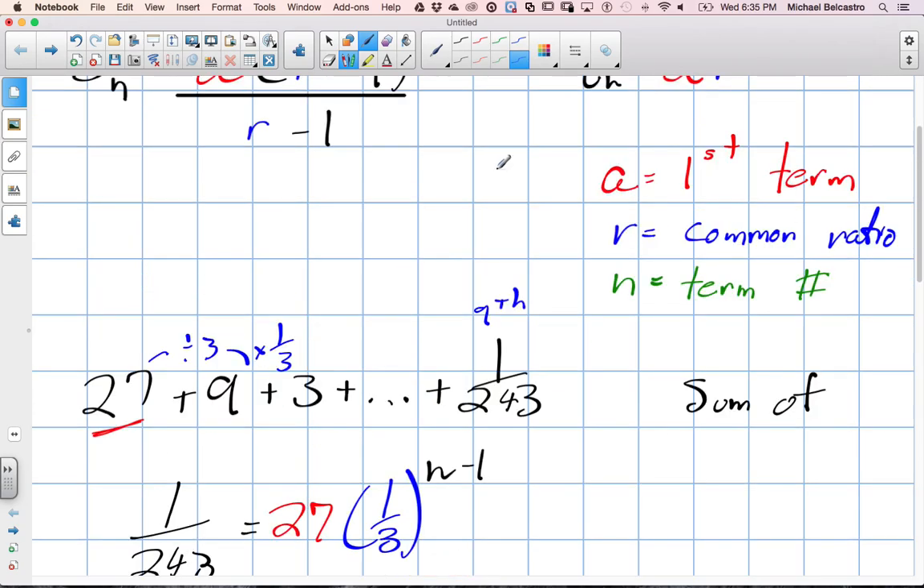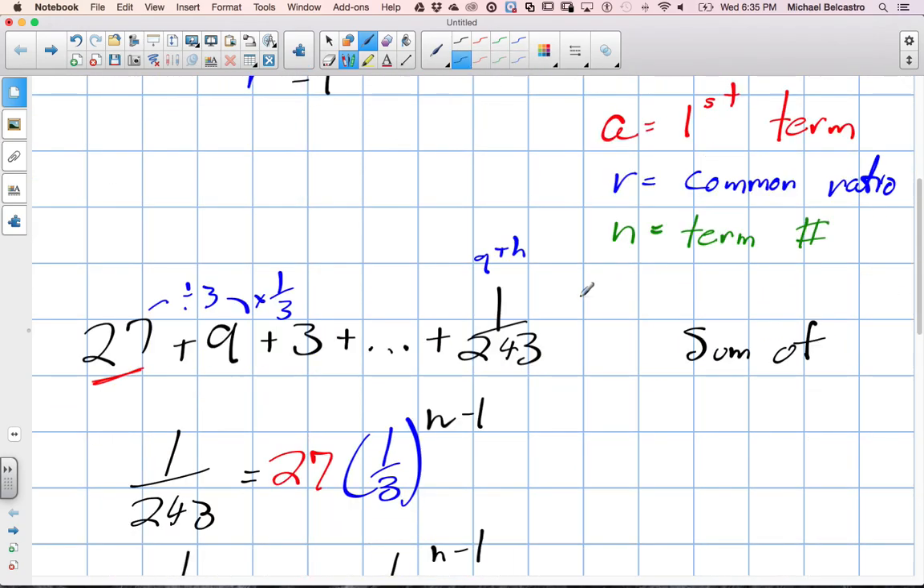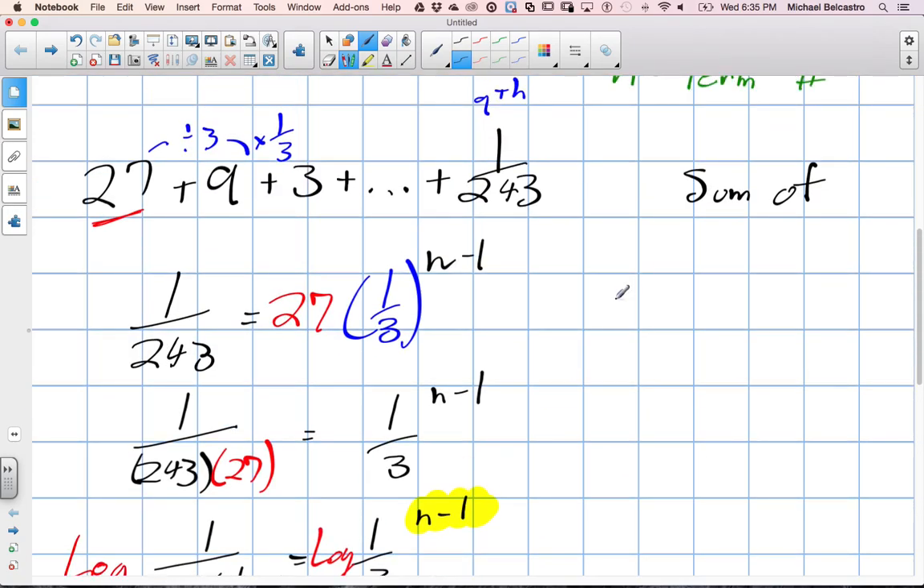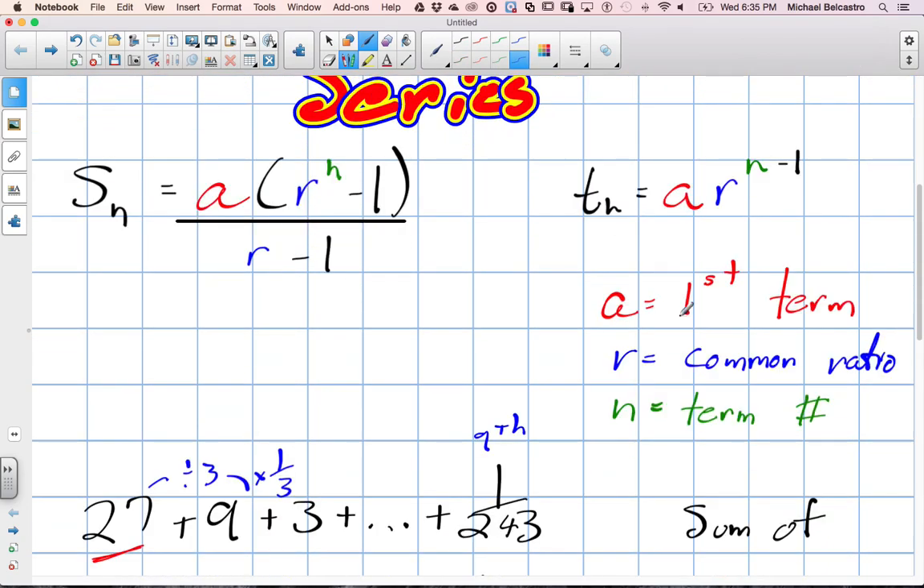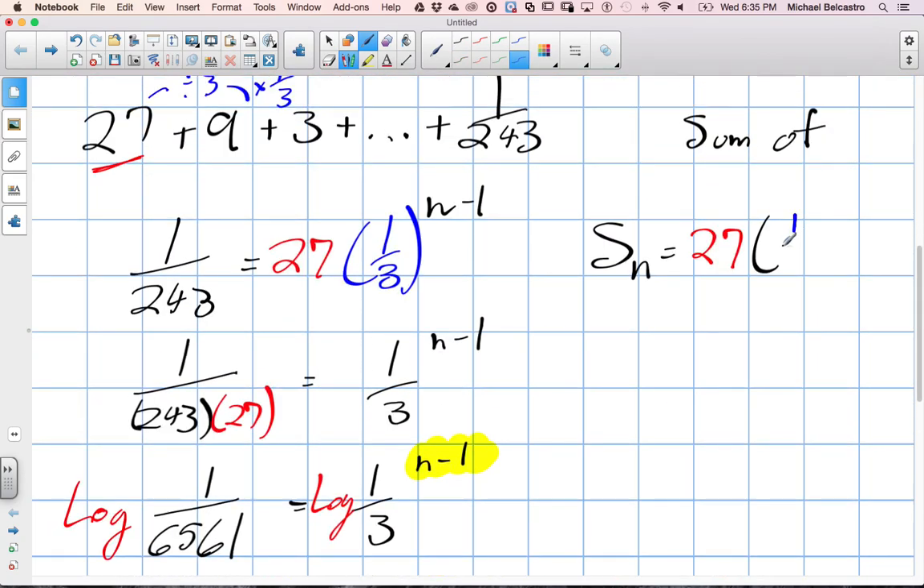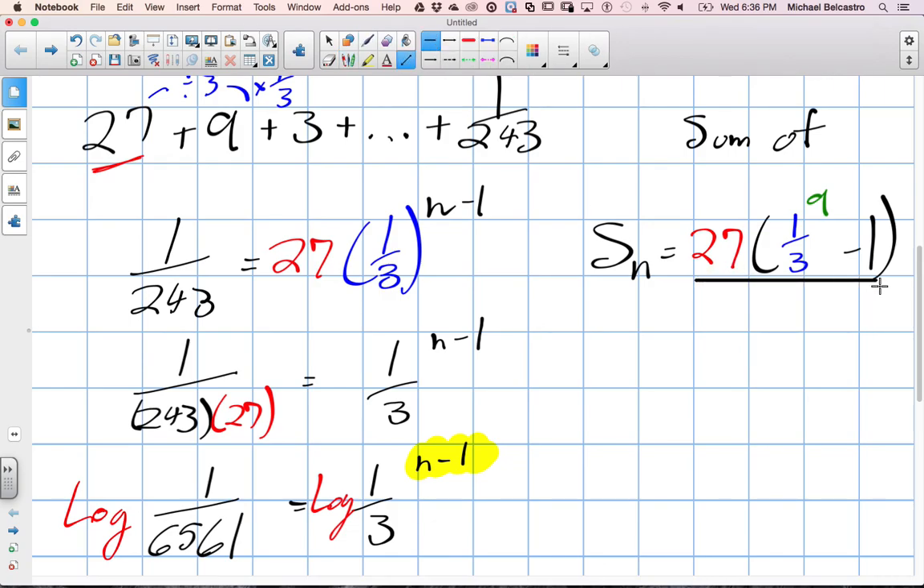Now that we know this is the 9th term, we can use our series. So let's go about on the side here, plugging in our series. The sum of the series is equal to a, which is 27, times our common ratio, a third. Our n value is now 9. Subtract 1. And then all of that will be divided by our common ratio of 1/3 minus 1.